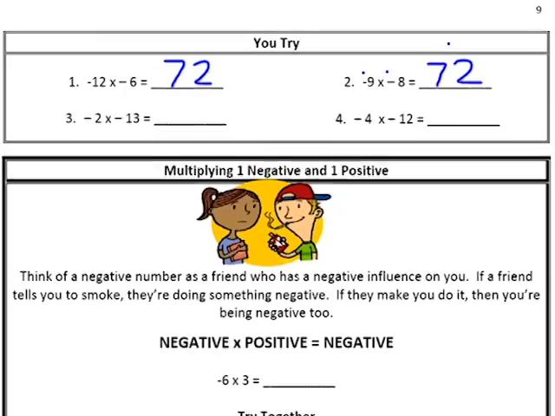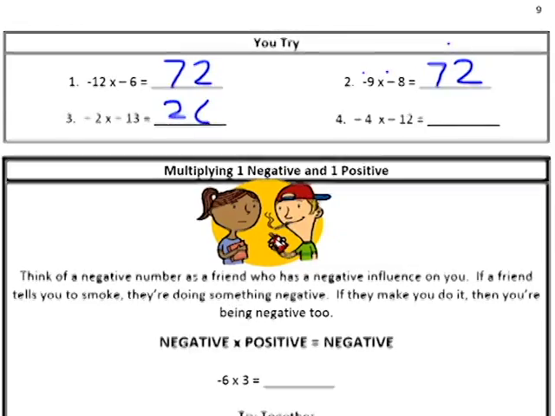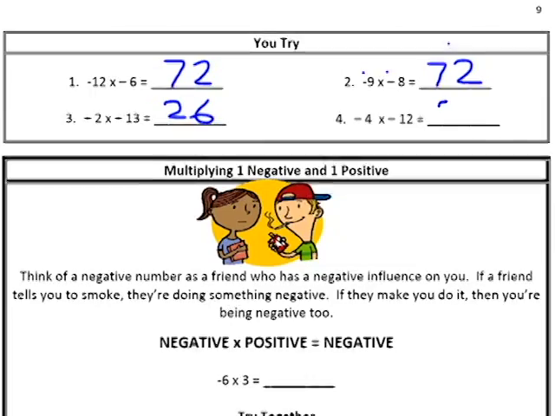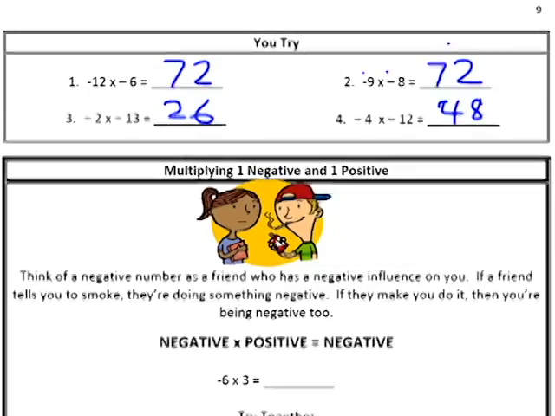Negative 2 times negative 3. Enemy, enemy, friend. So I know my answer is positive. Negative 2 times negative 3 is positive 6. Number 4 should be 48.